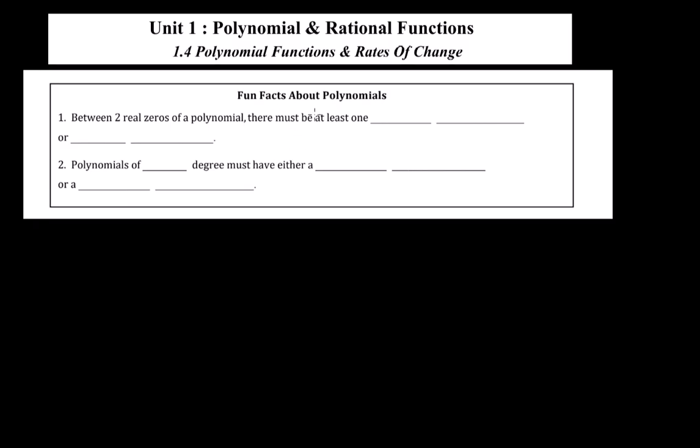So now let's review some general facts about a polynomial. Between two real zeros, how do we know where a real zero is? When we find the x-intercept, we're finding a real zero, unless we have an imaginary number. We look for the x-intercept of the polynomial. There must be at least a relative max or relative min.